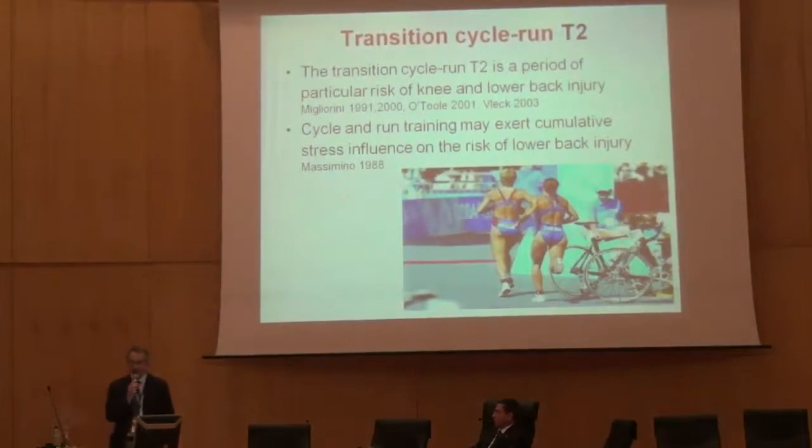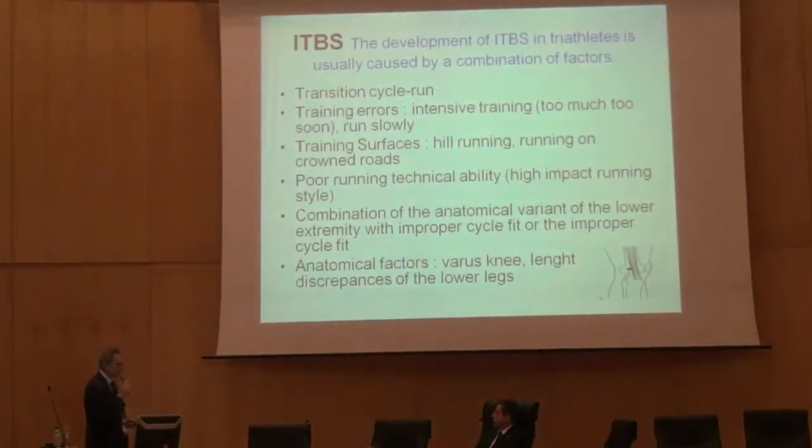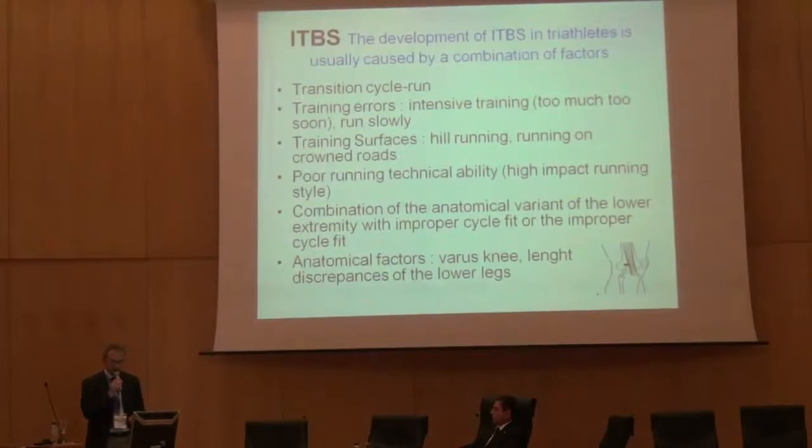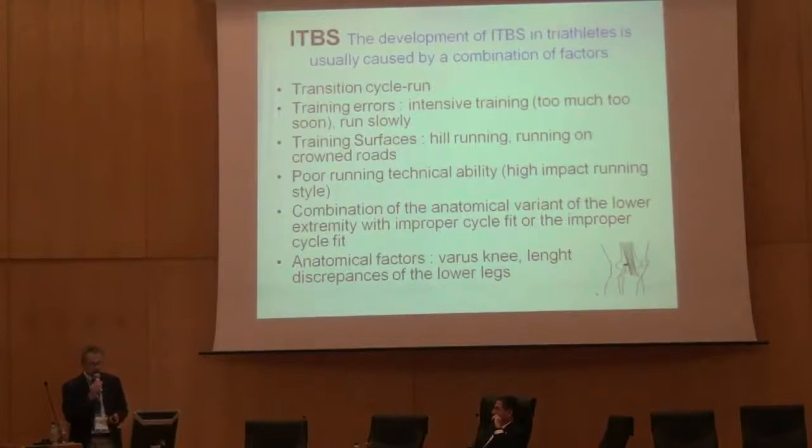Maybe the cycle and run training may exert a cumulative stress influence on the risk of lower back injuries. Iliotibial band syndrome is one of the most common injuries in triathletes, particularly in age group triathletes. It normally has a combination of factors, particularly training errors, running too much in intensive training, the training surface, hill running on roads, the poor running technical ability, particularly a heel-strike pattern style, and the combination of anatomical variants of the lower extremity with improper cycle fit, for example, a certain saddle height, and anatomical factors, like asymmetry of the lower leg.